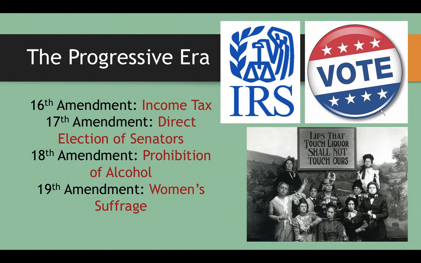This led to the direct election of senators, meaning that senators are not just going to be elected by elites, not just by other members of the government, but the people themselves are going to directly elect senators.